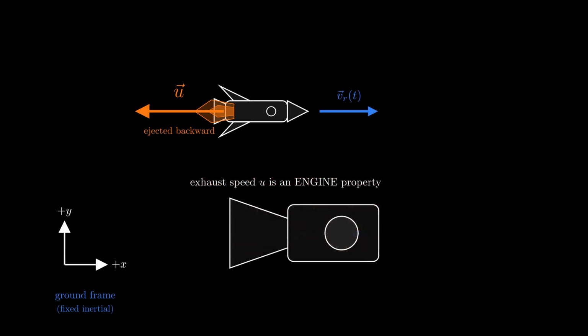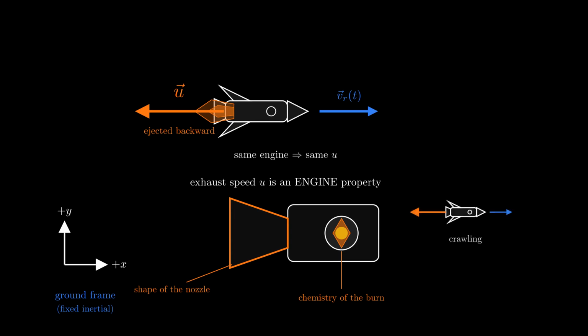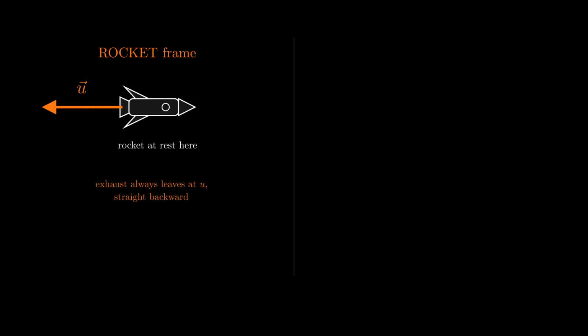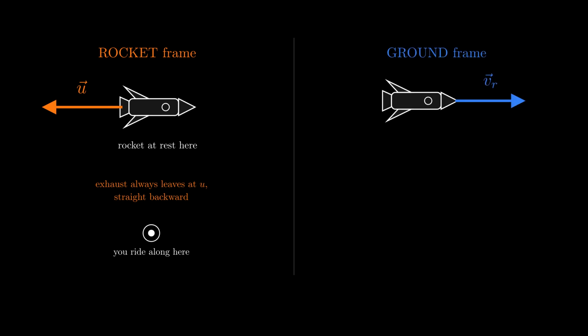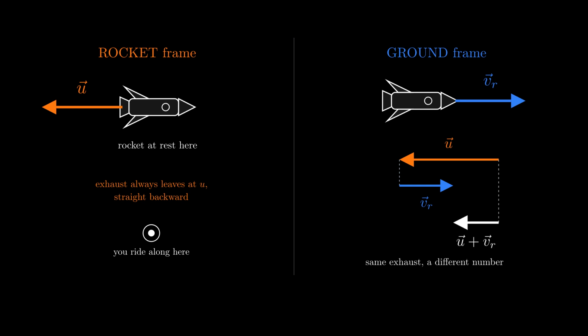Exhaust speed is a property of the engine, the chemistry of the burn, the shape of the nozzle. So a given engine ejects fuel at the same u, whether the rocket is crawling or streaking right along. In the rocket's instantaneous rest frame, the exhaust always leaves at u, straight backward. Watch from the ground, and the exhaust velocity is the vector sum, u plus v sub r. Confuse those two frames, and every sign in the rocket business goes wrong.